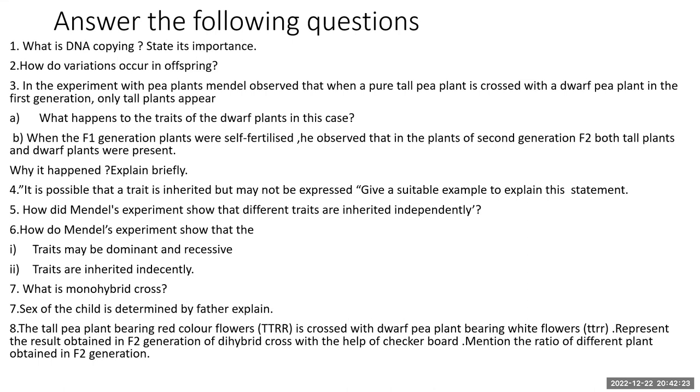Very good. The traits of the F1 generation are going to be the hybrid one, isn't it? It will be hybrid: one capital T, one small t, one capital R and small r. Okay, what is going to be the height of the plant in F1 generation? Ma'am, tall. Tall. What's going to be the color of the flower in F1 generation? Ma'am, red. Tall and red.